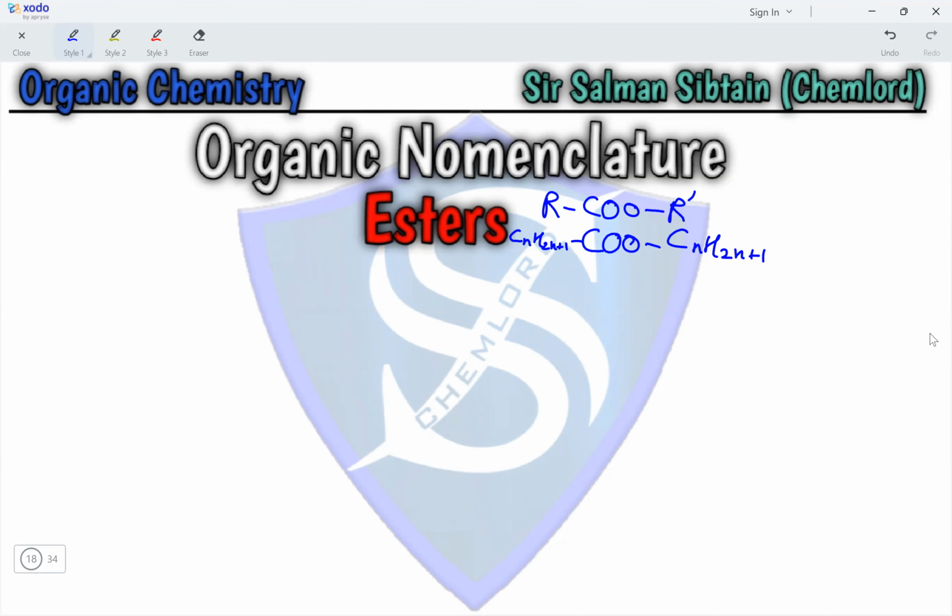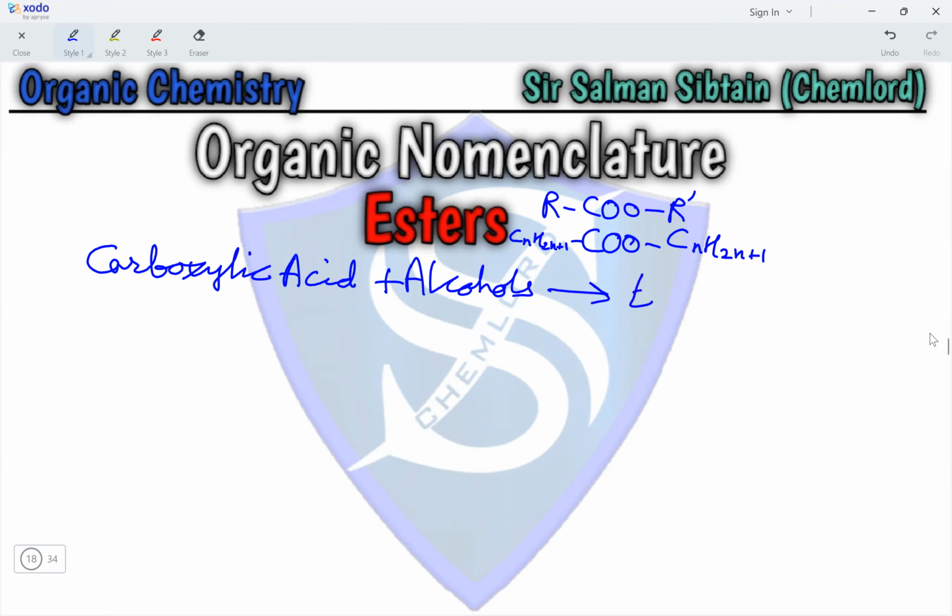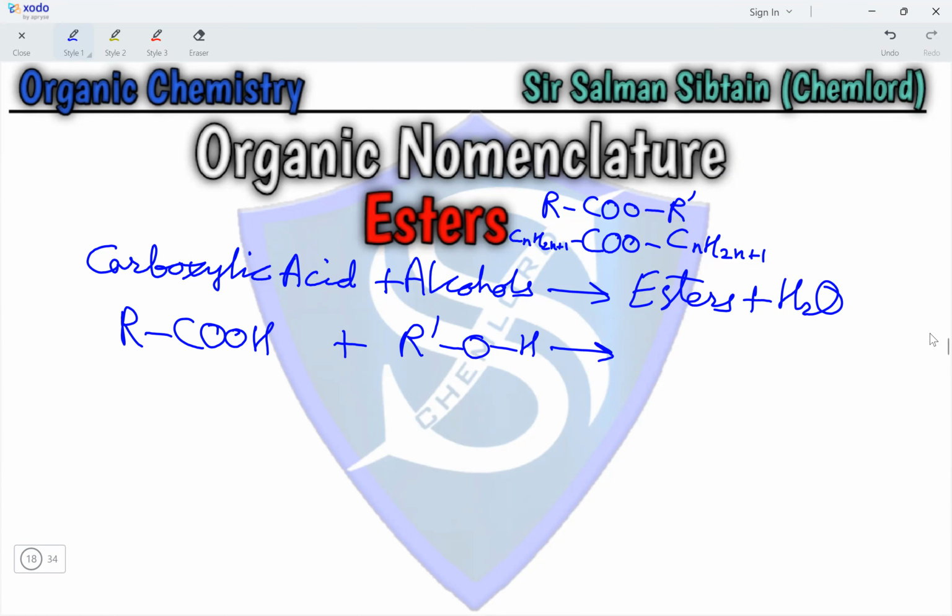So esters are made when carboxylic acids and alcohols react together to form esters and water. So we have a carboxylic acid with RCOOH, and then we have an alcohol with R dash OH reacting to form RCOOR dash, and then we have water. So this represents that the R dash comes from the alcohol and the R group comes from the carboxylic acid.